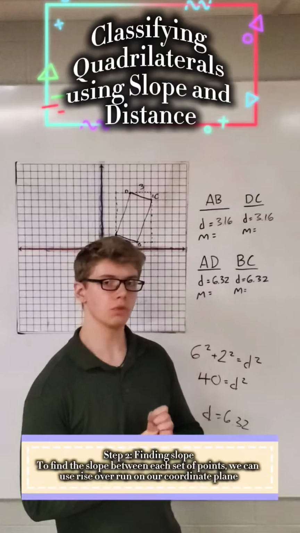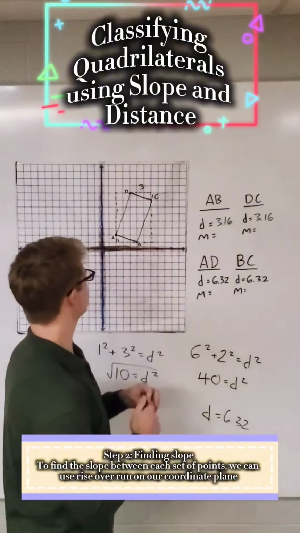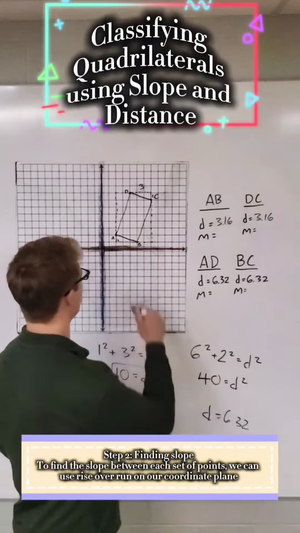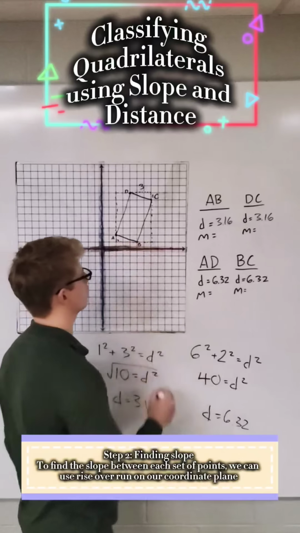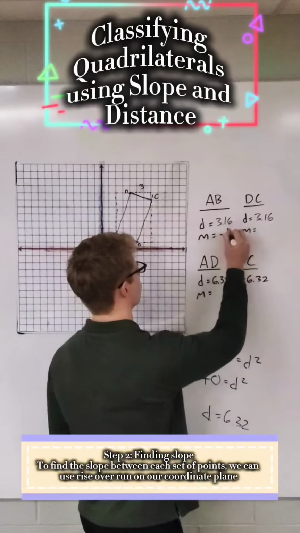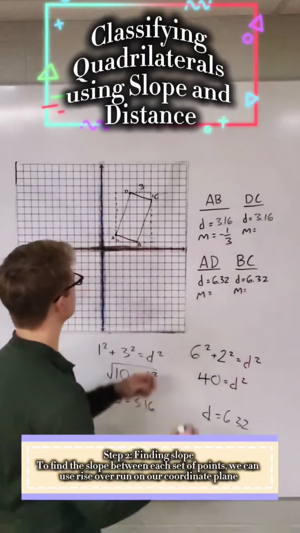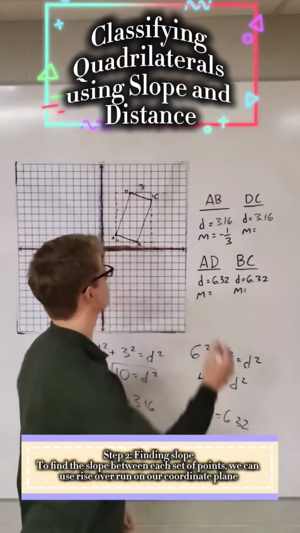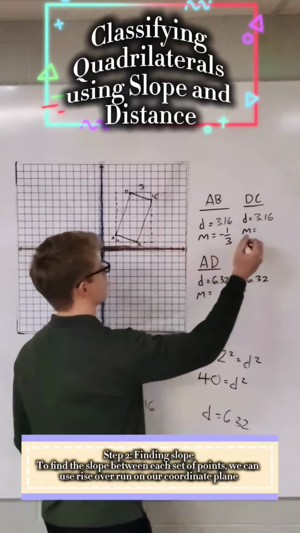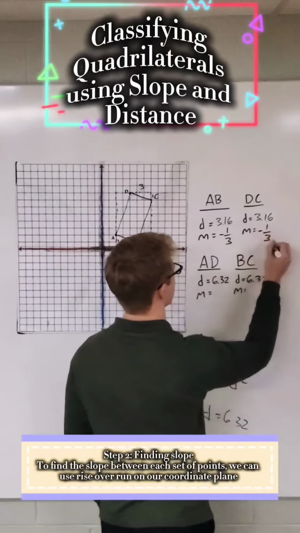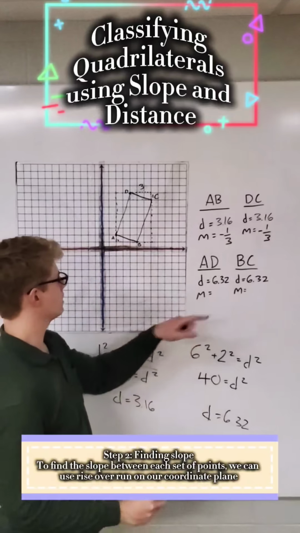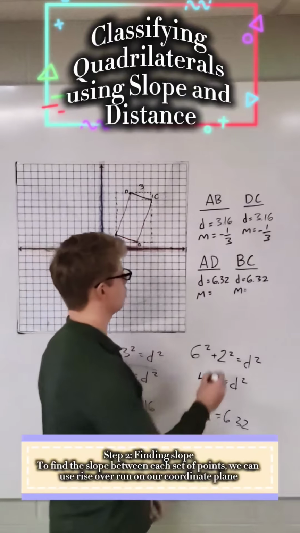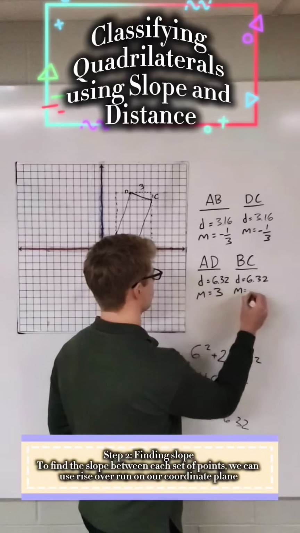Now we need to find slope, which is going to be rise over run. So we can use that same vertical horizontal distance thing to find our slope. So for AB, we went down 1 to the right 3. So our slope is going to be -1 over 3. For DC, we went to the right 3 and down 1, but if we're thinking rise over run, it's going to be down 1 and to the right 3 again, which is going to be -1 over 3. And for our slopes for AD and BC, we went up 6 and to the right 2, up 6 and to the right 2. So our slope would be 3.